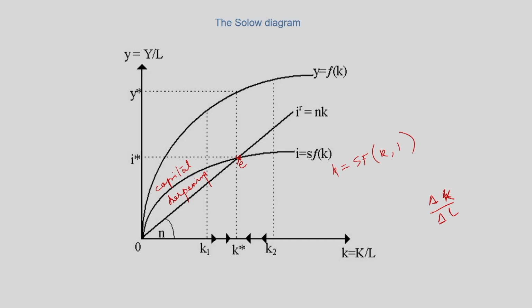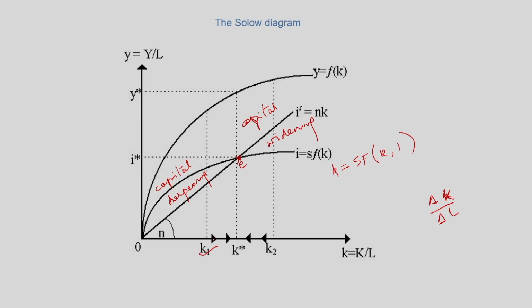So to the right of this equilibrium point E, we say that capital widening takes place. So consider this diagram again. Suppose an economy has capital equal to K1 today. Now what happens over time? Consider only these two curves, I = sf(k) and I = (δ + n)k. We start with this position K1, which is the capital labor ratio that we have today.